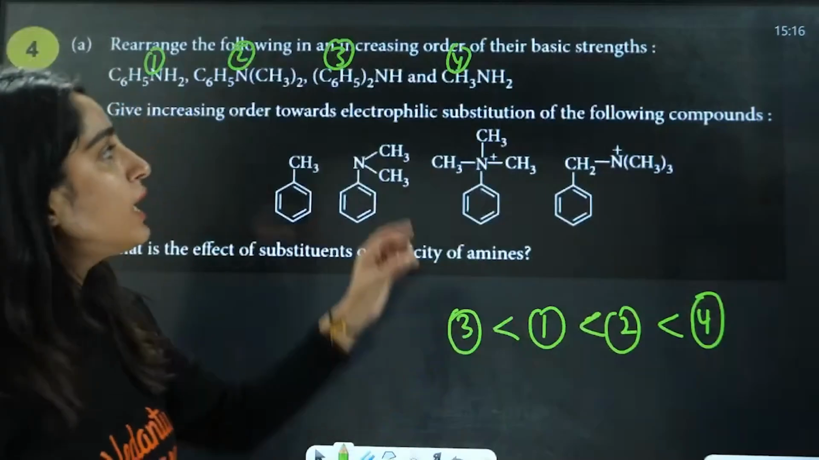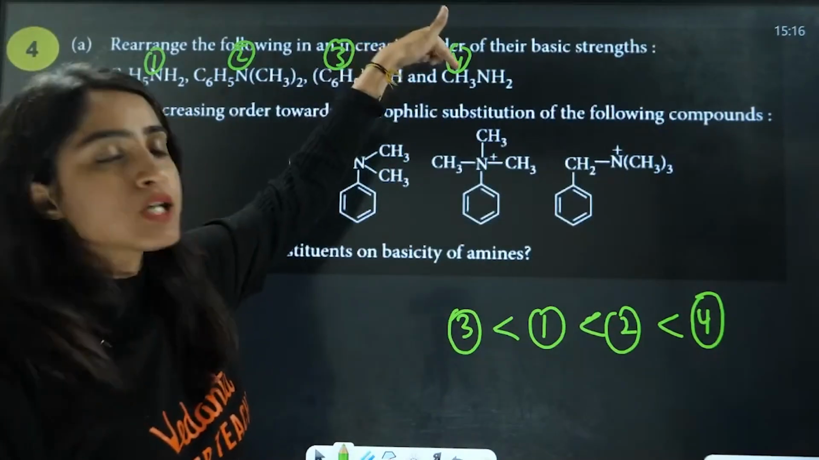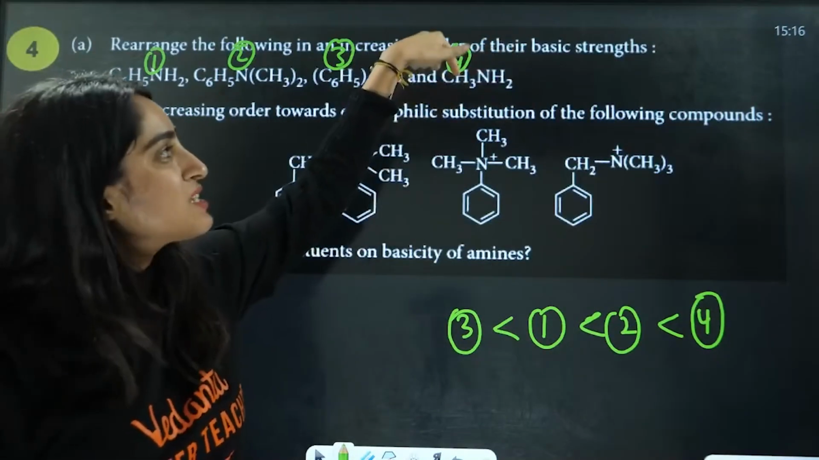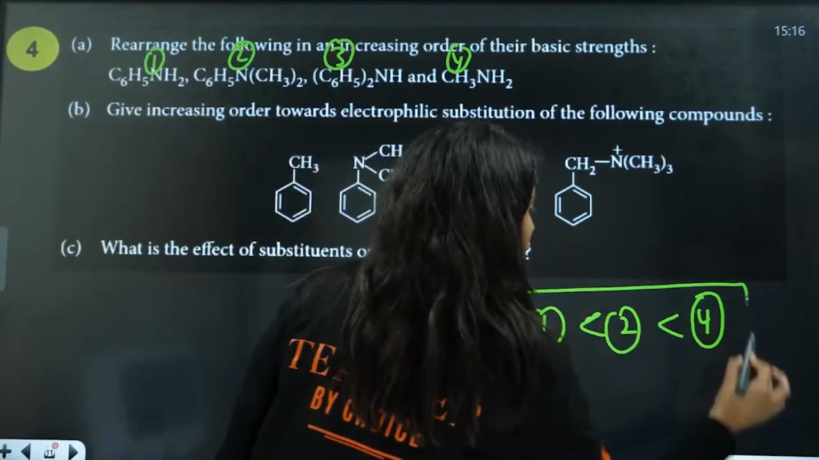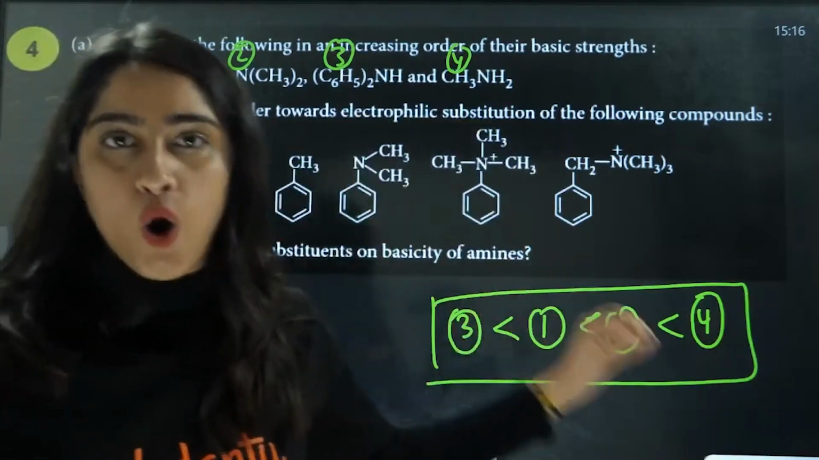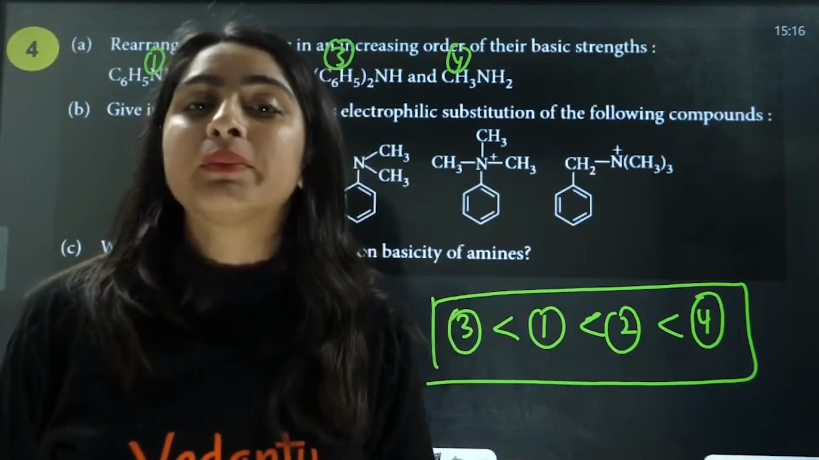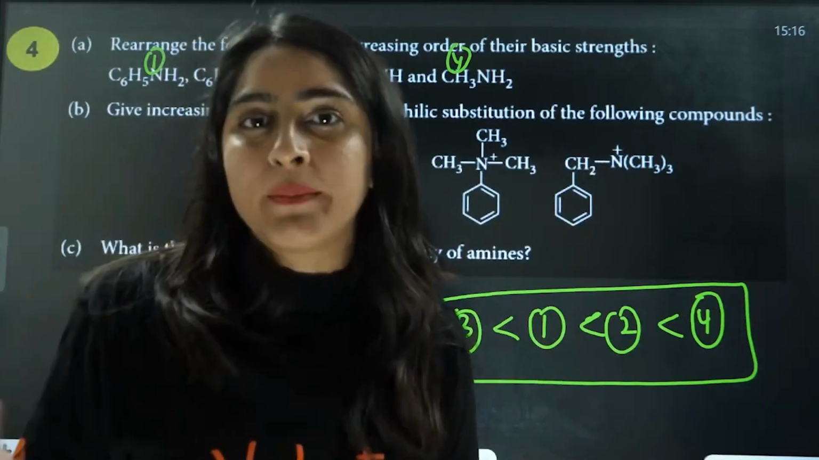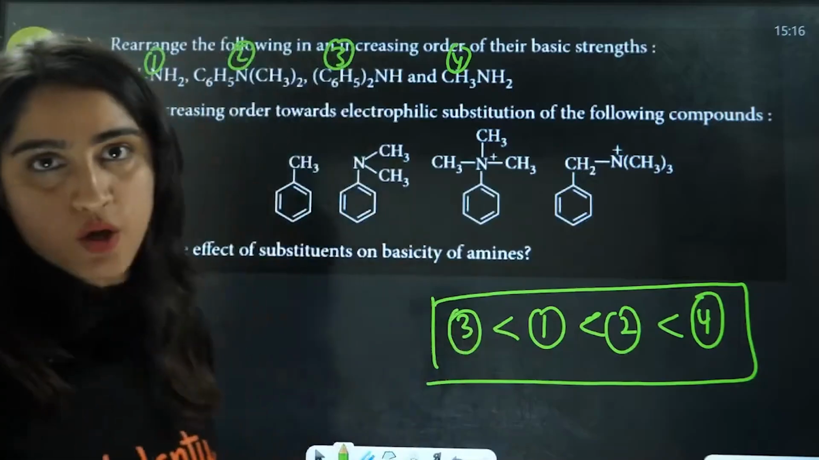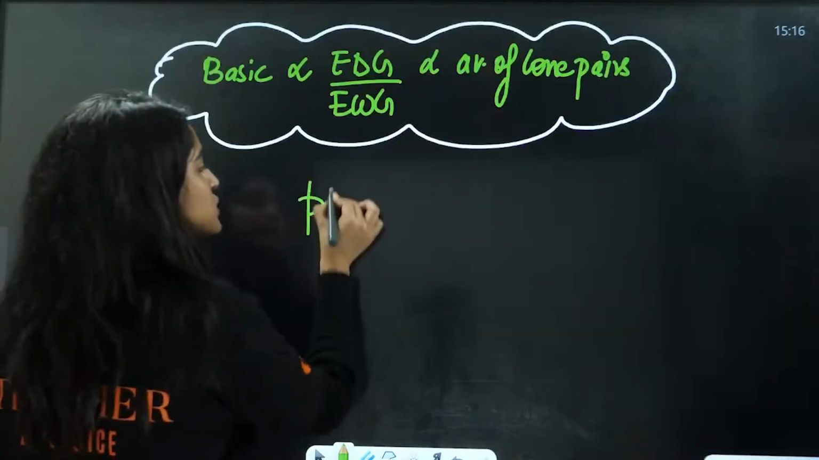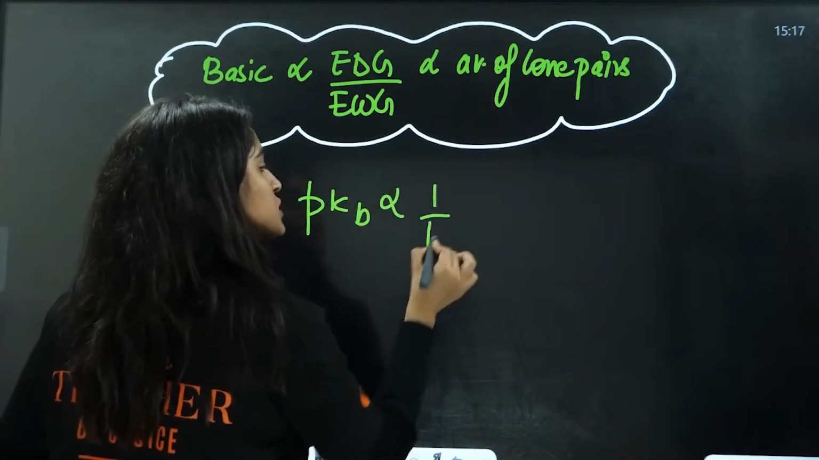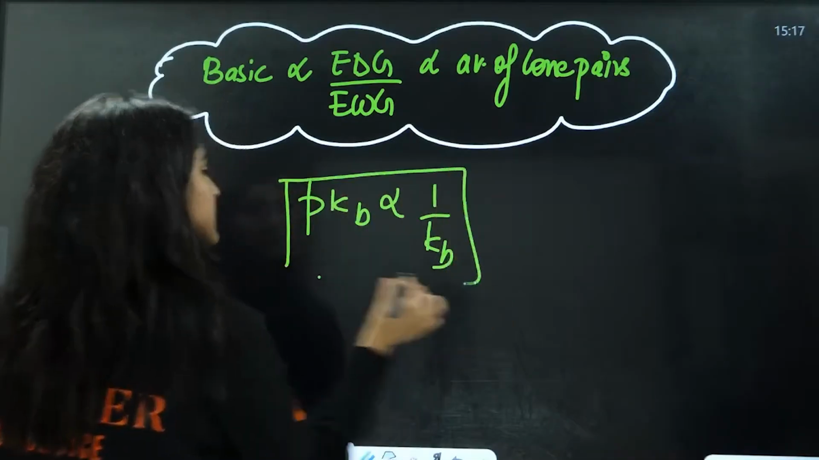Why? Because this is providing the electrons. Nobody is taking away the electrons from this nitrogen. So this is going to be your basic order. And what will be the order of pKb? That will be opposite to the basic order. The pKb order is opposite to this, that means pKb order is inversely proportional to Kb order.